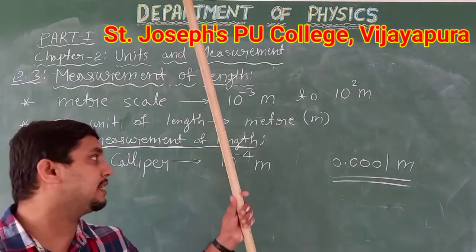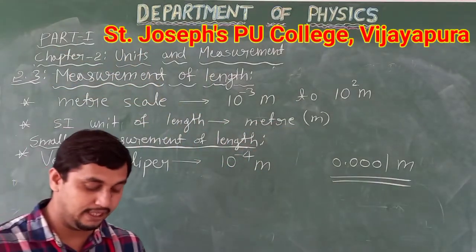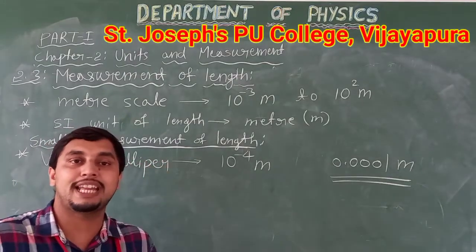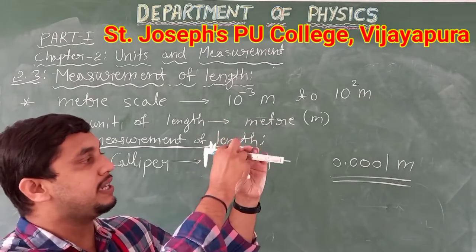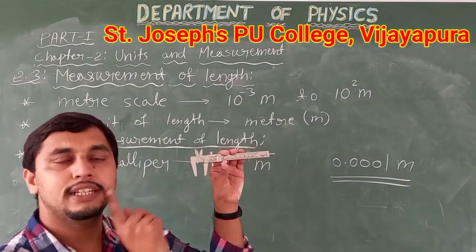So the first one is meter scale, next for a smaller measurement, the name of the device is vernier caliper. I hope you are observing this. So this will be the device. The name of the device is vernier caliper.